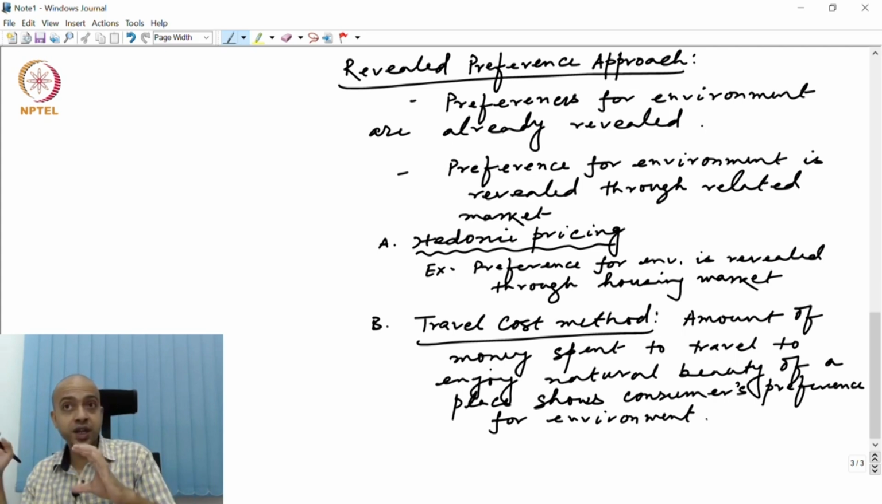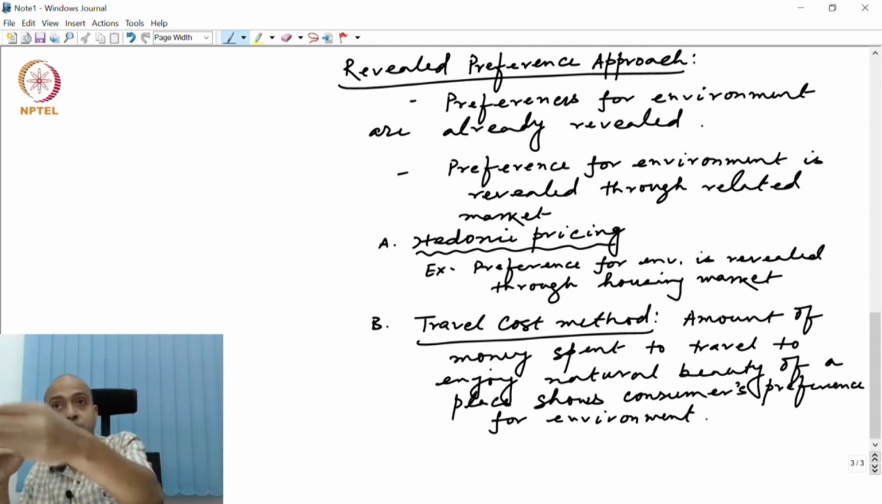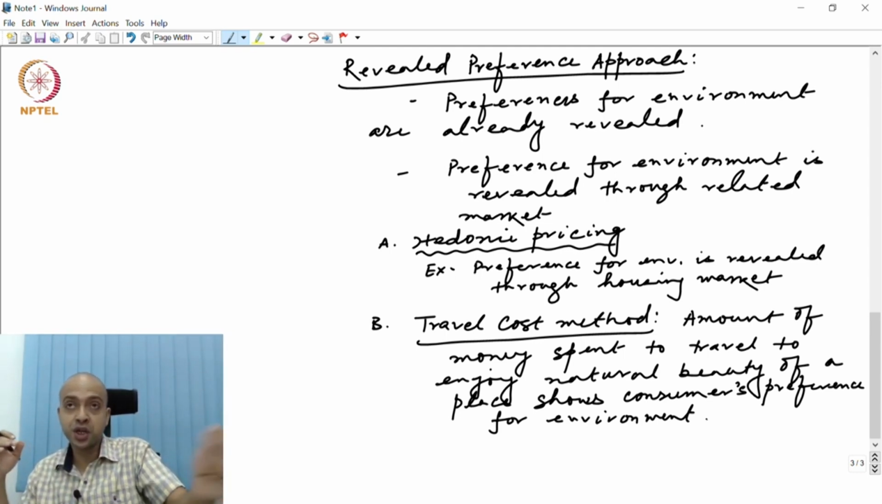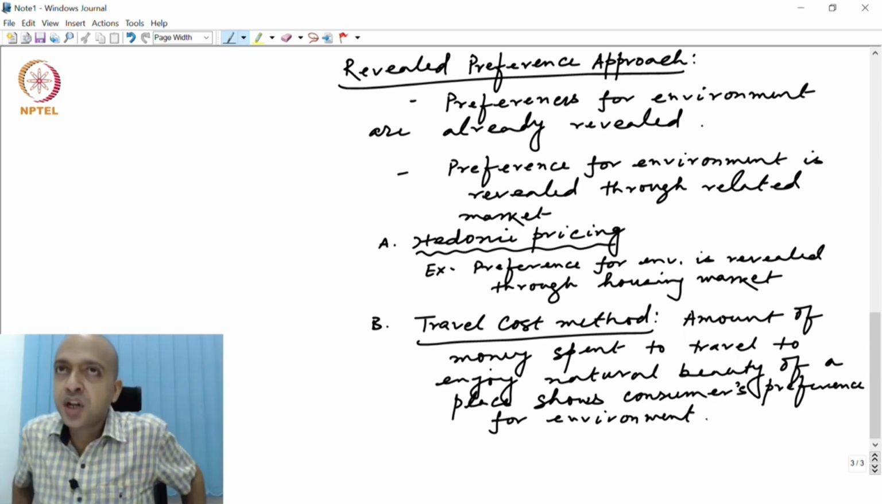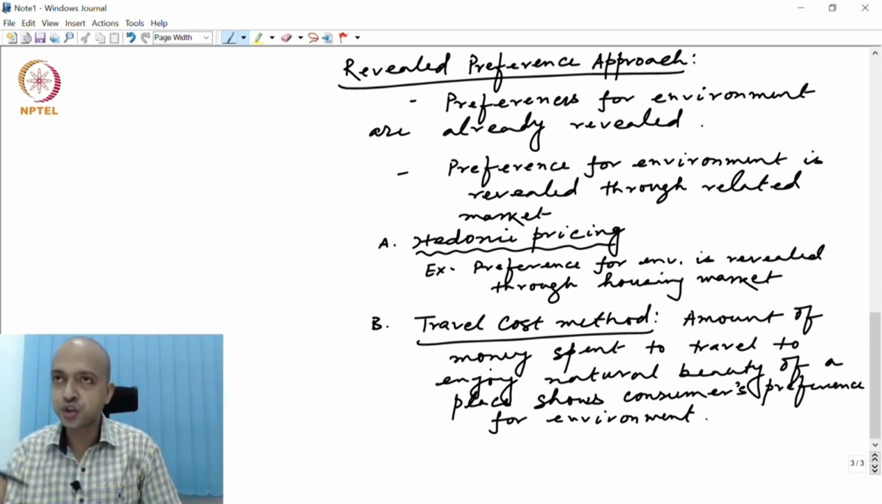So we need to understand that if we take only the total amount of money to get the economic value of a particular site, let's say Auroville in Pondicherry, that may not be correct, because by spending that amount of money, I have actually enjoyed many different sites. So how to estimate the economic value of a specific site is basically a challenging task. So we need to discuss in detail the travel cost method.